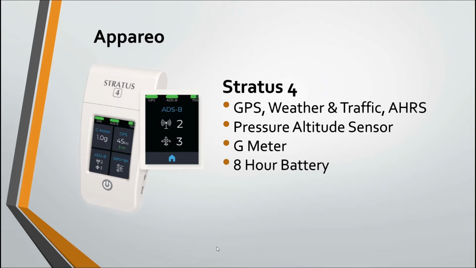First off is Aperio. Aperio manufactures the Stratux line of devices, as you saw in the last clip, and their most recent device is the Stratux 4, which has GPS, weather and traffic data, and AHRS. It also includes a pressure altitude sensor, a G meter, and has an 8-hour battery.